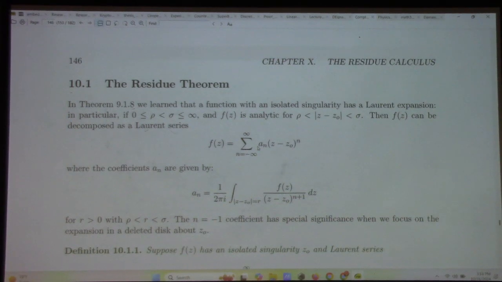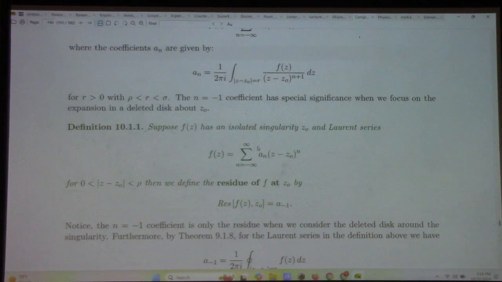And because the -1 coefficient is so important, because of what I just told you, which I'll write down more systematically in a second, we make a definition. If you have an isolated singularity z0 and the Laurent series for that function, then we define the residue at z0 to be the coefficient of the reciprocal term of the Laurent series. So we just pick off the -1 coefficient, just like that. And once we do that, we can use the residue to calculate the integral.